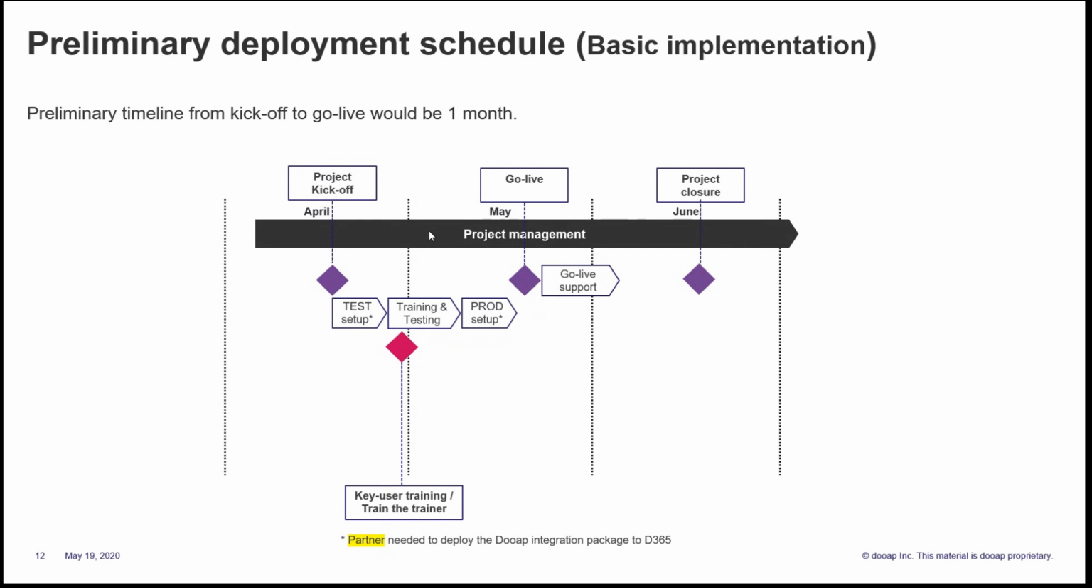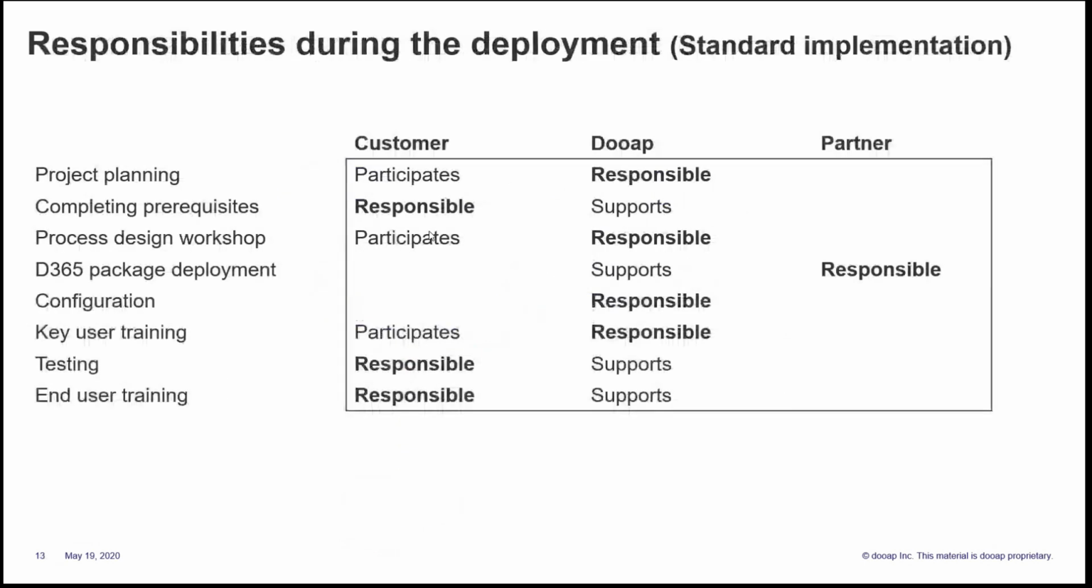Sure. As I talked about earlier, I was focusing on the basic implementation, which is a little bit more self-sufficient, more do-it-yourself, but still pretty easy to do. We do also have a standard implementation, which is a little bit more involved, but more on our side. This is an example of the tasks and roles of a standard implementation. As you can see, Dooap is heavily involved from start to finish. They're either responsible for tasks or supporting the tasks throughout the entire process, which takes a lot of stress off of your team. We're helping guide you through each of these tasks. This ensures that you have the tools necessary to utilize the software and be successful with the implementation.